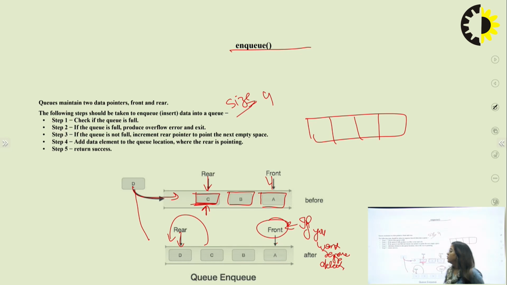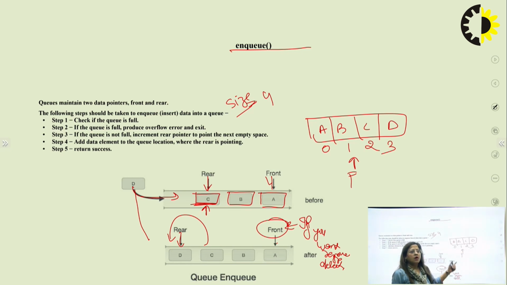The size of the queue is 4, so according to indexing 1, 2, 3, and your elements are A, B, C, D. Now you want to insert another element F here. According to this queue, the queue is full, which means overflow. You cannot insert F in the queue because you already defined your queue size. So second, if the queue is full, then produce the overflow condition. In this case, when your queue is full, produce overflow and exit.